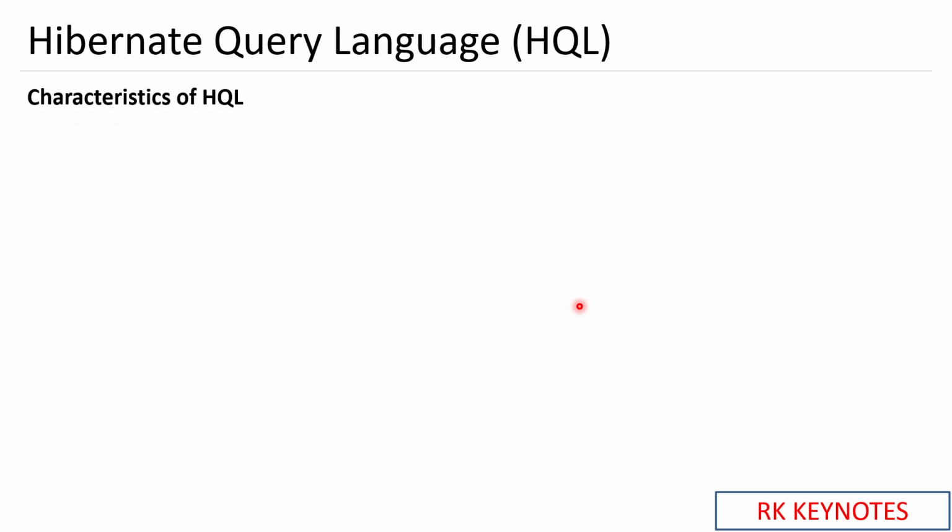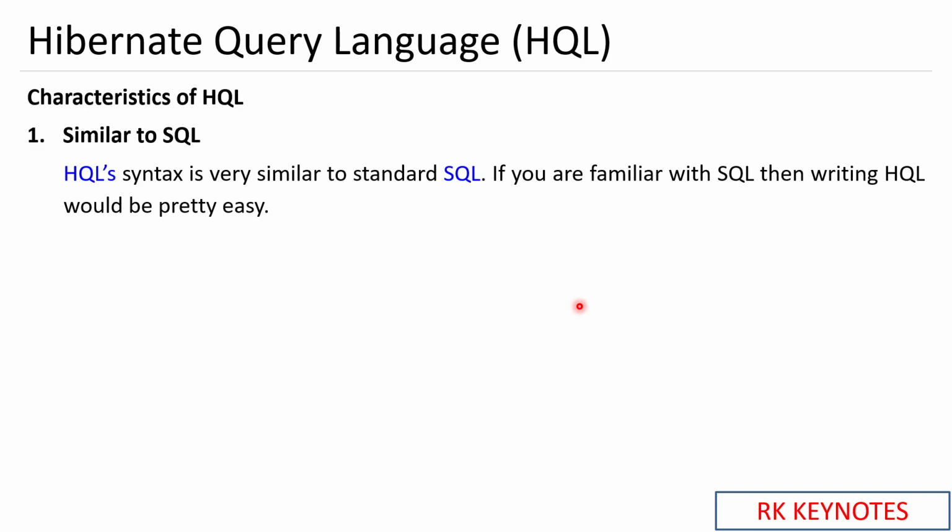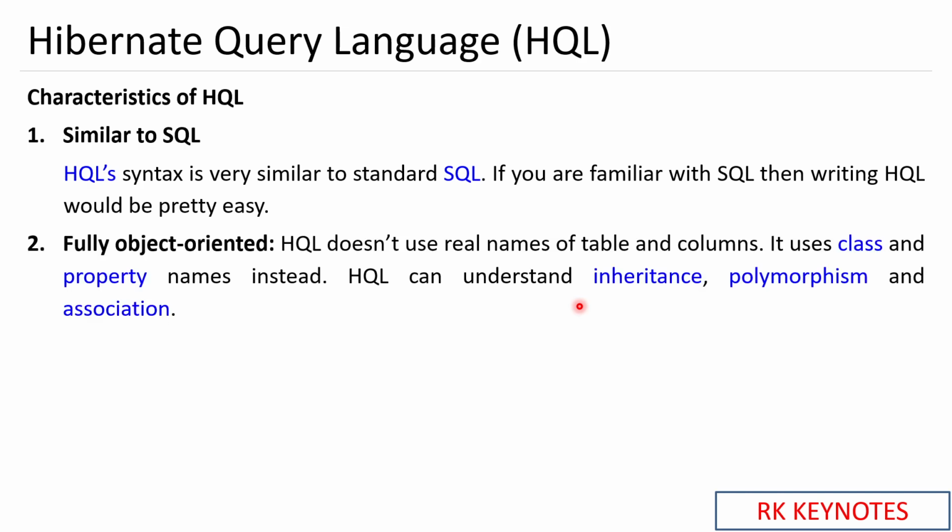All right. Now, the characteristics are as follows. We know that it is similar to SQL, and the syntax changes are there, which we will be exploring. And this Hibernate query language is fully object oriented. So we will not use the real names of table and columns. Instead, we map all the columns either in an XML file, that means Hibernate mapping file, or else in the POJO class. Fine.